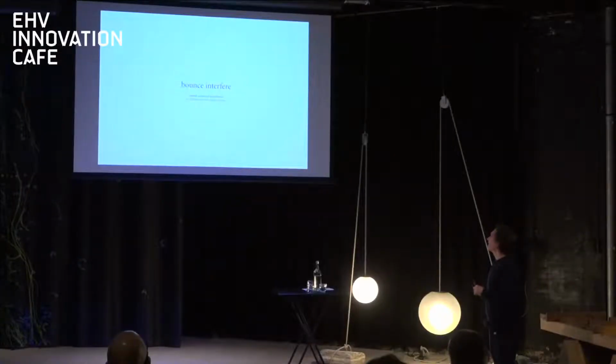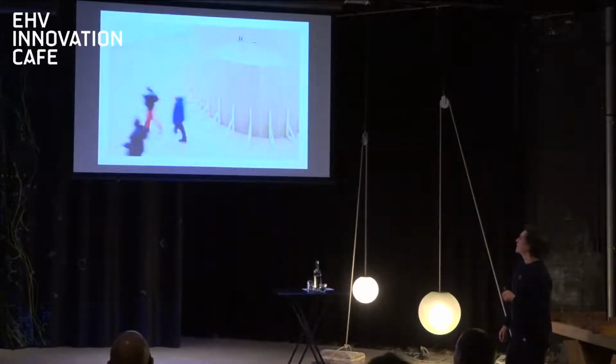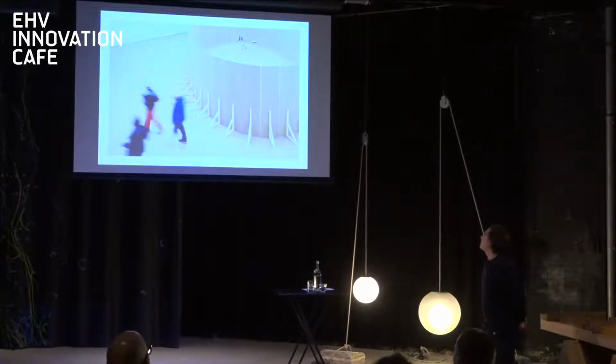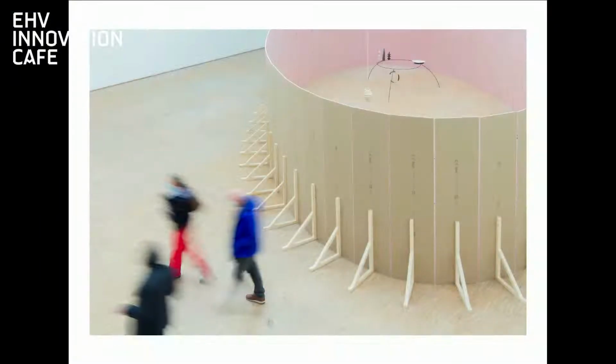So, Bounce Interfere is another project. It's a spatial acoustical installation in collaboration with Maaike Garnica, a fine arts artist. We built a very simple architectural gesture in a large space, and basically it's an elliptic form.